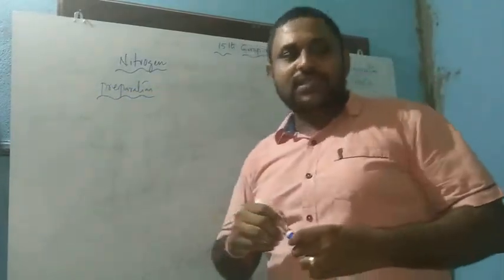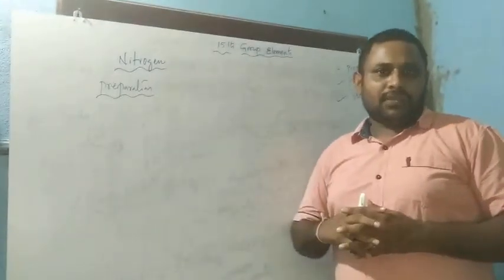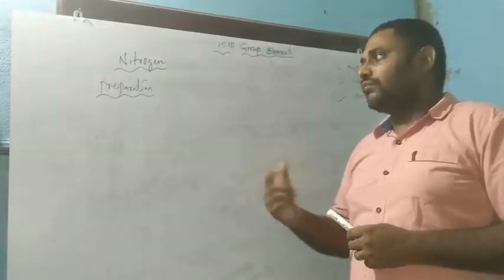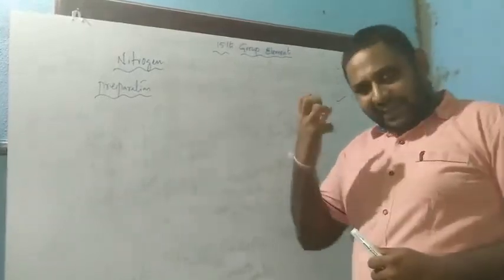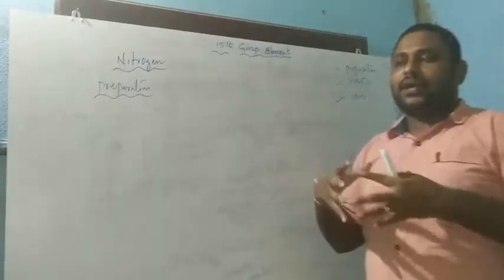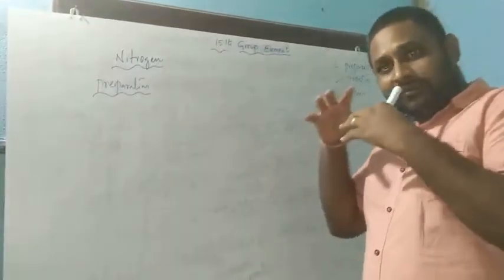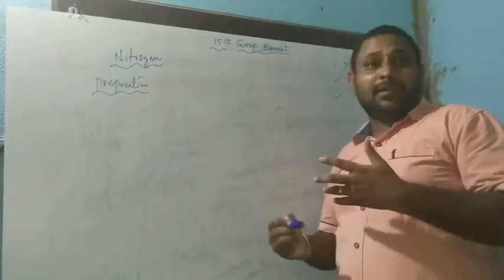In lower classes we learned that by fractional distillation from the air we get nitrogen. Air contains 78% nitrogen, we know that. By cooling, the air turns into liquid. From that, by liquefaction and fractional distillation, we get nitrogen. Commercially, we prepare it like that.